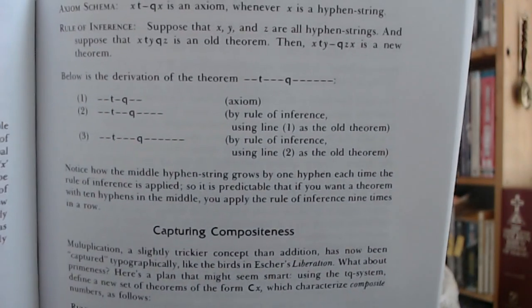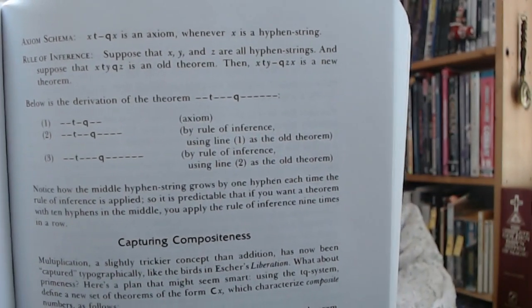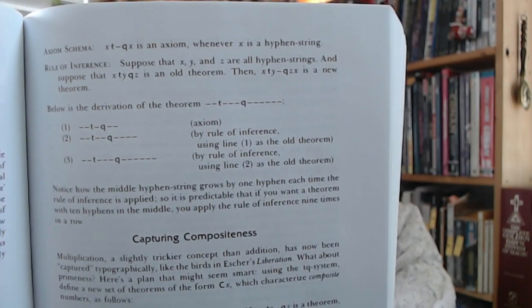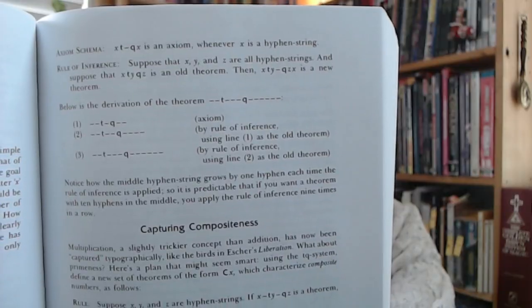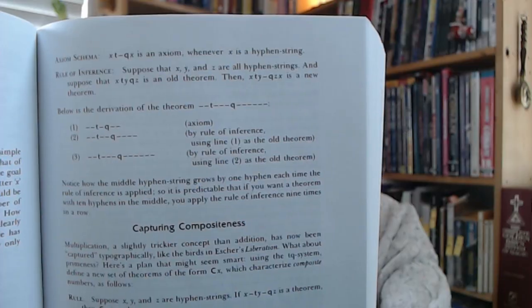Below is the derivation of the theorem: double dash T triple dash Q six dashes. I'm going to show you this. All right, so it's talking about this, the rule of inference: double dash T dash Q two dashes. So 2 times 1 equals 2. That's the axiom up above at number 1.